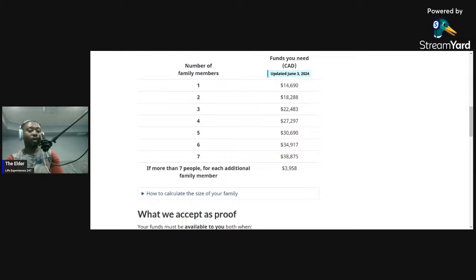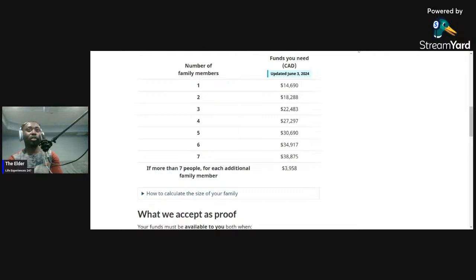So, since we are just one person, we need to have the 14,690. So I'm choosing that first one, 14,000, which is what I have. And how many family members do you have? This actually includes your nuclear family. It can include you, your spouse, your children. Even if you are the only person who is going to come initially, you still have to include them.